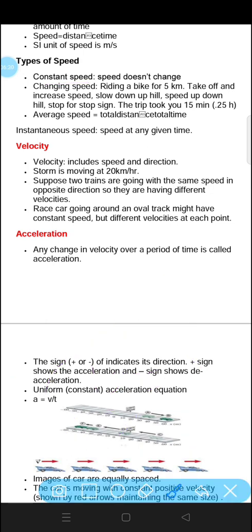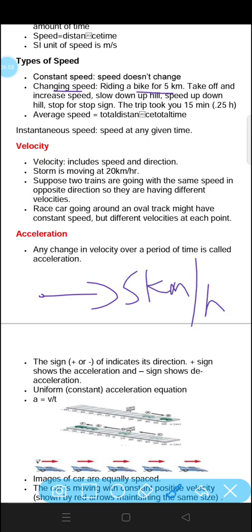After that is changing speed. Riding a bike for 5 kilometers: take off and increase speed, slow down, uphill, speed up, downhill. All these things lead to the changing of speed. Just suppose we are traveling on a highway, we will travel with the speed of 5 kilometers per hour. And then comes a road which is not as good as the highway. We will travel 2 kilometers in 1 hour.